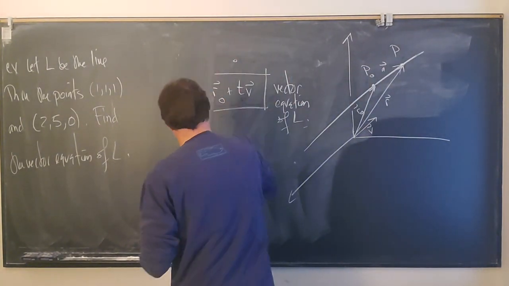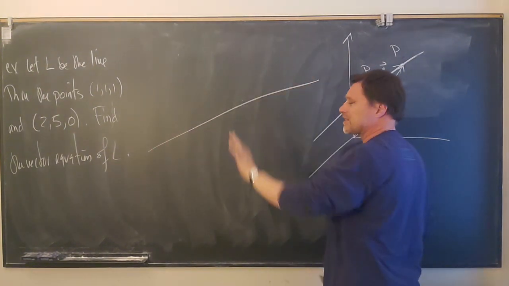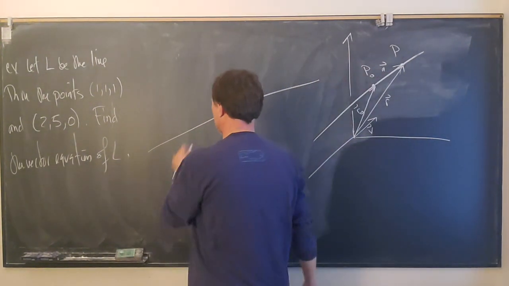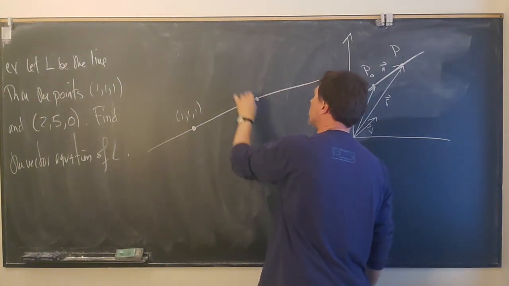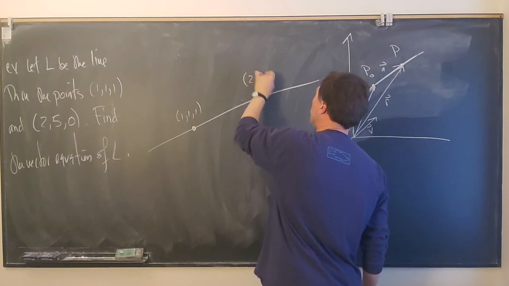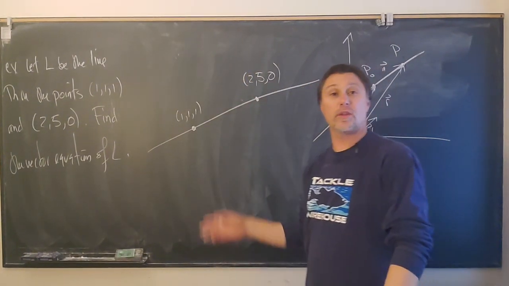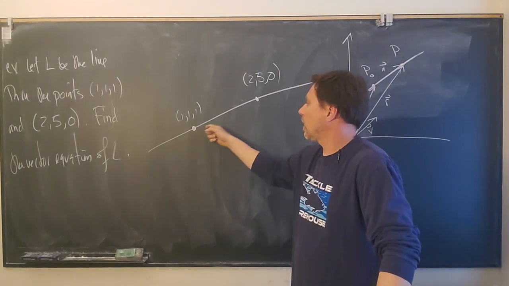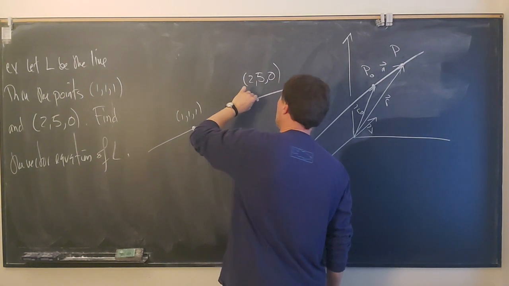So here's the idea. We've been given a line. This is sitting in R3 now. So I've got the point 1, 1, 1. I've got the point 2, 5, 0. What do we need to determine the line? We need a vector that's parallel to the line. Ah, there's one right there. How about the vector that goes from 1, 1, 1 to 2, 5, 0?